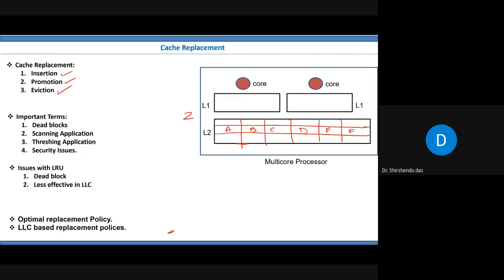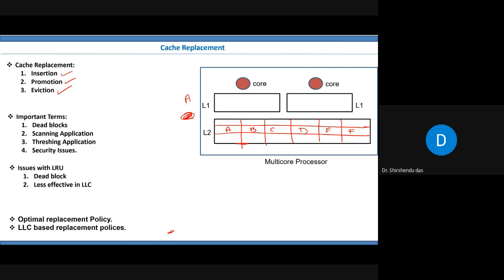Promotion means if there is a block in cache, suppose at this moment there is a request for block A, then that request will be a hit in the cache, L2 cache, right? So if there is a hit in the cache, then how will you promote the block? Normally in LRU replacement policy, if there is a hit on a block, then we can make this block an MRU block, because it is the most recently accessed block. So this is called promotion policy, how you are promoting a block.